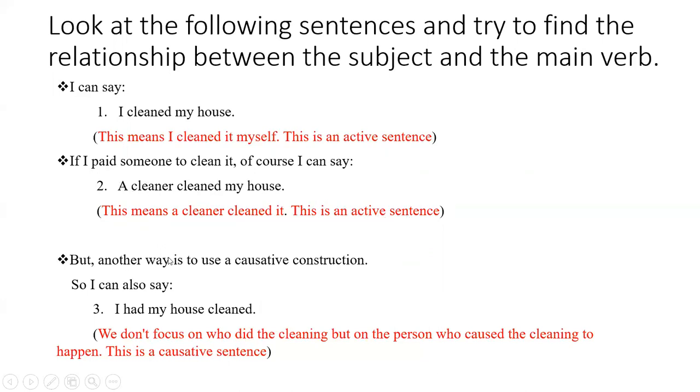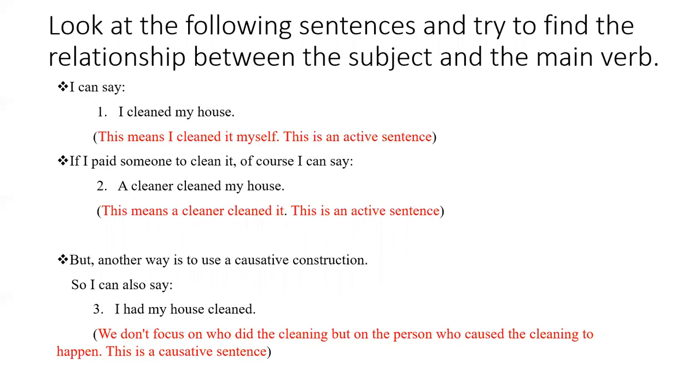But another way is to use a causative construction. If I want to say that I paid someone to clean the house, I can say, I had my house cleaned. When I say I had my house cleaned, it does not mean the same thing as I cleaned my house. The first sentence says I cleaned, so I did the cleaning. The third sentence says I had my house cleaned. That means I did not do the cleaning, but I made somebody else do it for me.